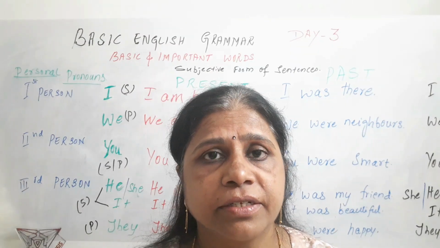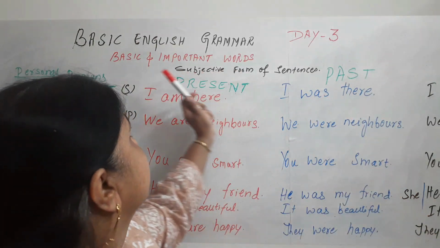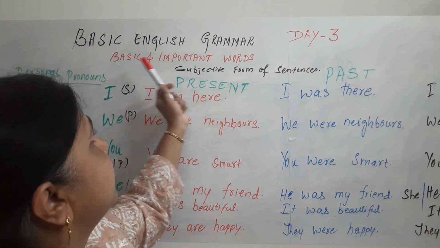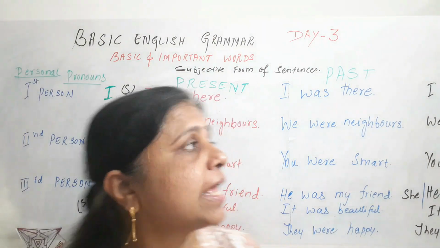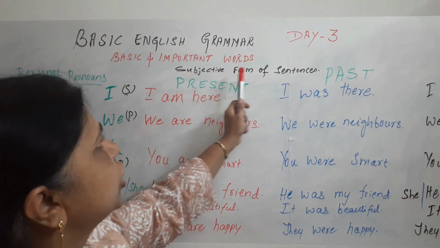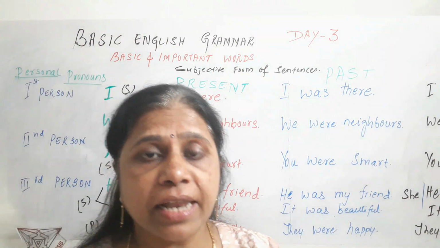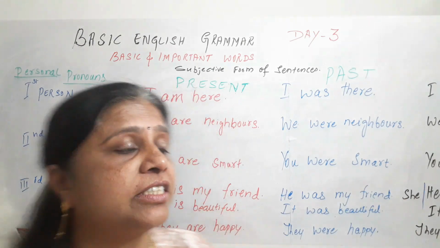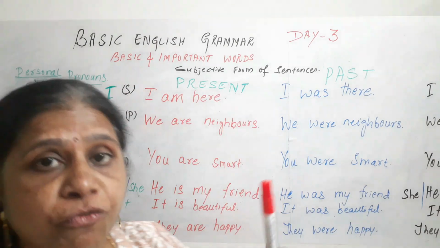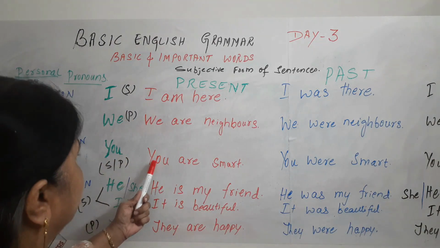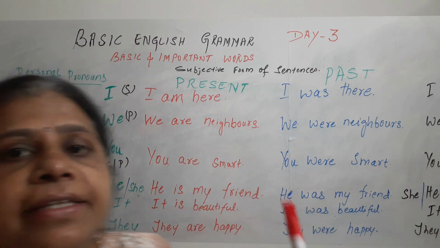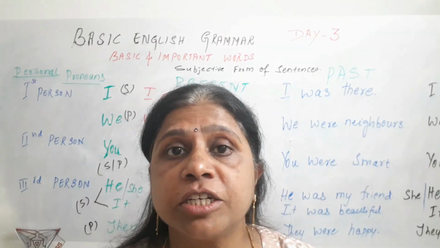Alright, dear friends. Today we have seen the basic English grammar, basic and important words. And these are called subjective form of sentences, like we are giving preference to the subject. I, we, you, he, she, it, they in the subject place.